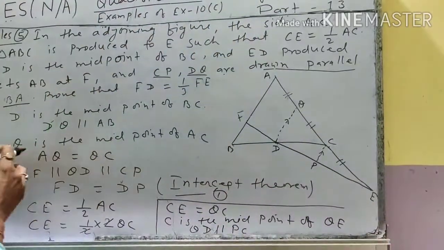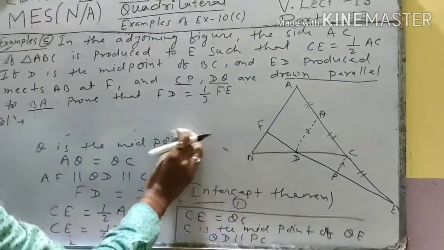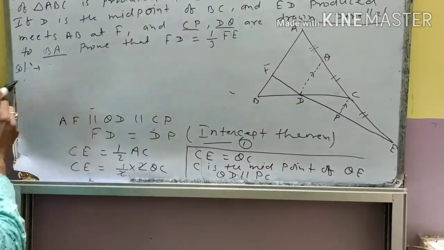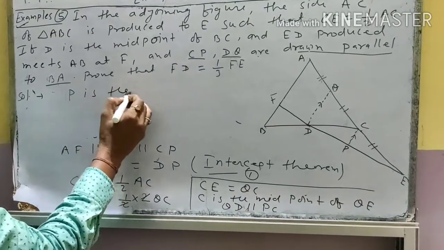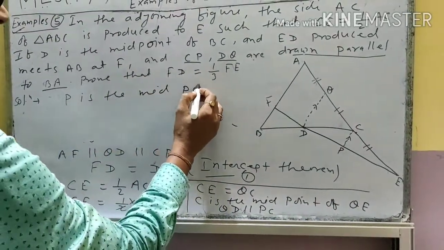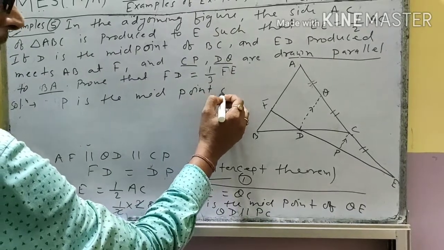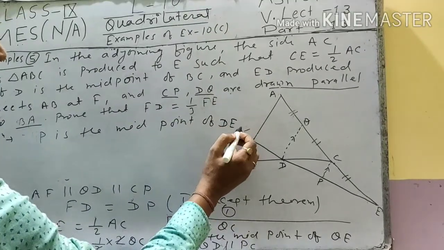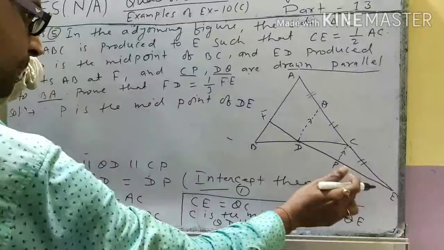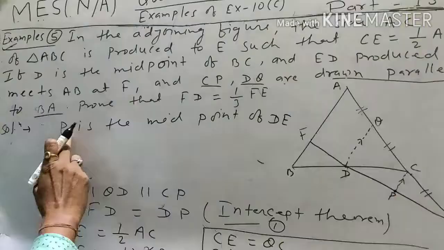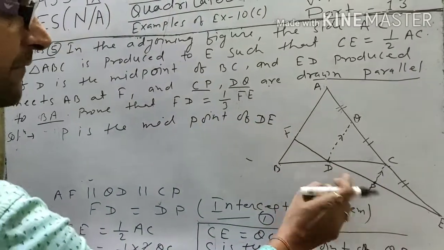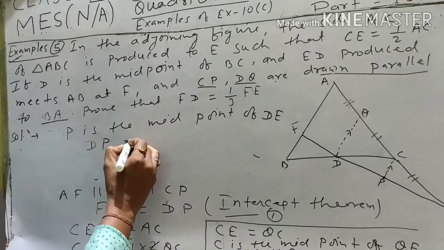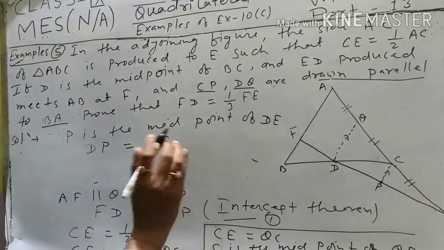That means here student, P is the midpoint of DE. Okay student, so here P is the midpoint of DE. That means DP is equal to PE.